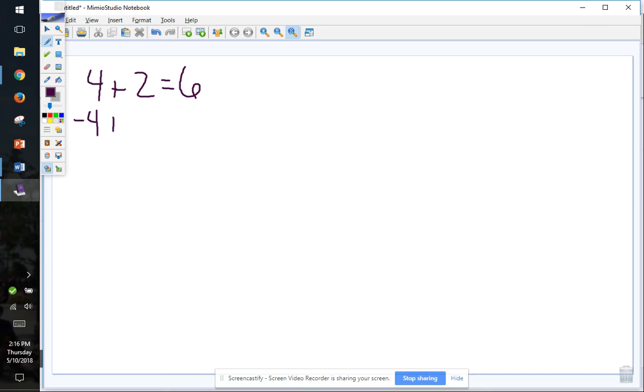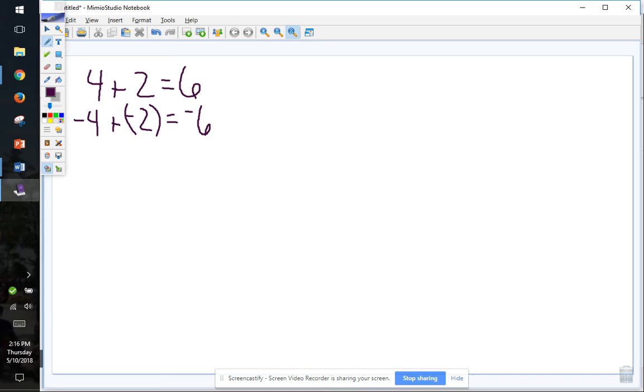Or if I flip the script and say, well, what about -4 plus -2? Put parentheses around that just to keep that in order. Well, you just add. 4 plus 2 is 6. And then since I'm adding two negatives together, it keeps the same sign. So that'll be negative. So that's another thing we learned today. Additive inverses, and also if the symbols are the same.